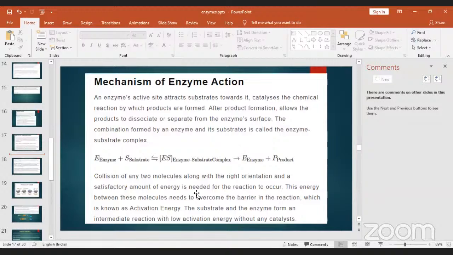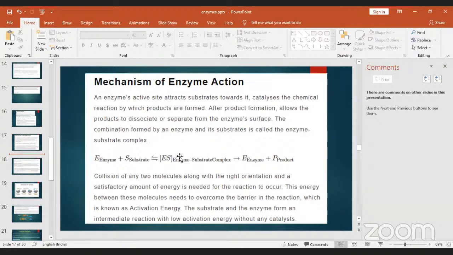Activation energy is required for the formation of the enzyme substrate complex, so the molecules can participate in the reaction. Suppose this is the mechanism of enzyme reaction: this is an enzyme and this is a substrate. It is a reversible reaction. The enzyme combines with the substrate, forming the enzyme substrate complex.